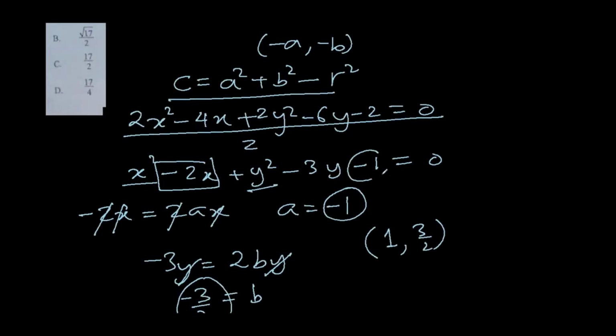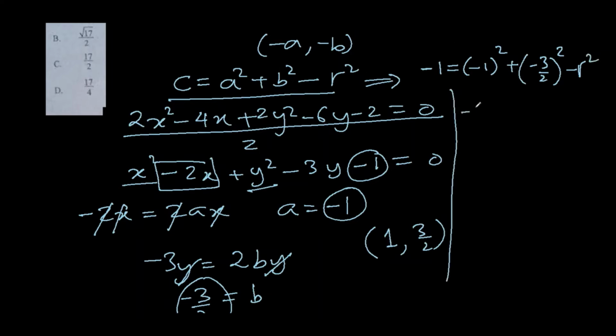Now we want to find the radius, and for radius we'll use this relationship, which is c. In our new equation c is minus 1. So this thing becomes minus 1 equal to a squared. The a we got was minus 1 squared plus b squared, which we got as minus 3 over 2 squared, minus r squared.